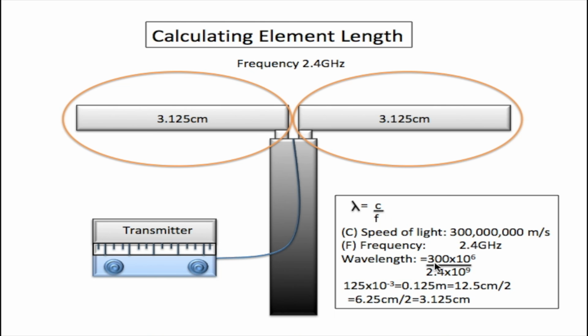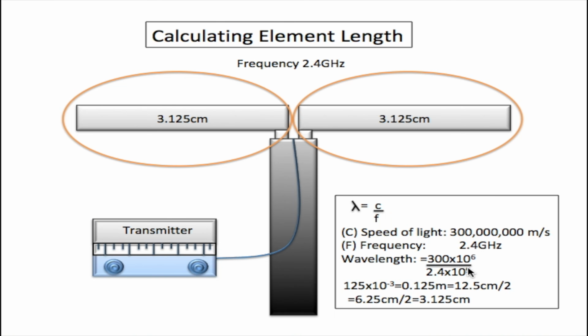Wavelength is equal to 300 times 10 to the 6. That is this 300 here, the speed of light, 300 times 10 to the 6, over the frequency, which is 2.4 times 10 to the 9, okay? So we basically take the zeros off. That's how we get 10 to the 6. And for 2.4 times 10 to the 9, we take the zeros off here as well, which is 9 zeros, because it's gigahertz, okay? So now the answer here is 125 times 10 to the negative 3.